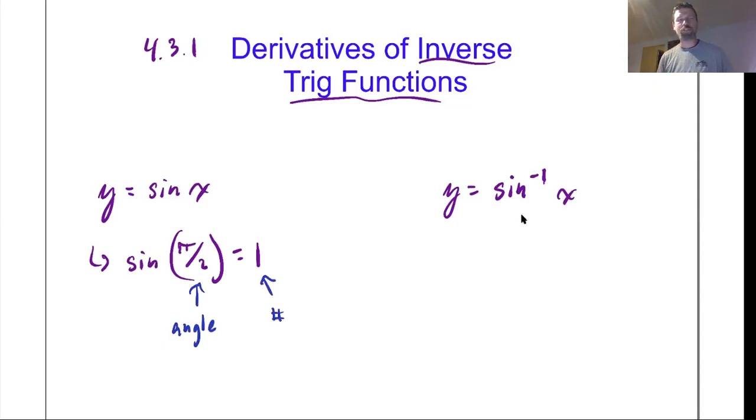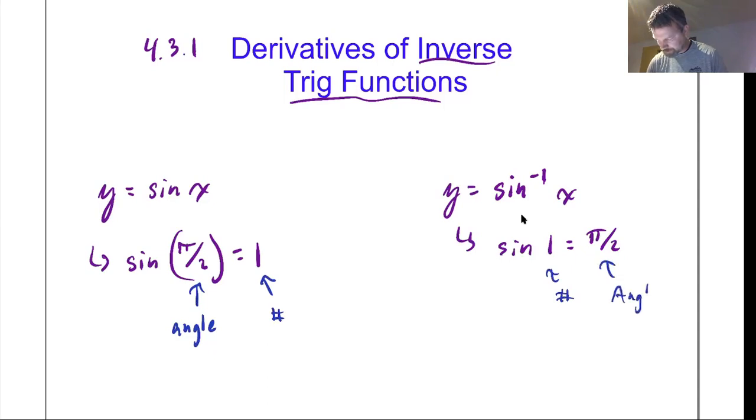In an inverse trig function, it's the inverse function. It undoes whatever the trig function does. So it'd be the exact opposite. I'd have something like the inverse sine of 1 is equal to pi over 2. You put in some number and you get out some angle.